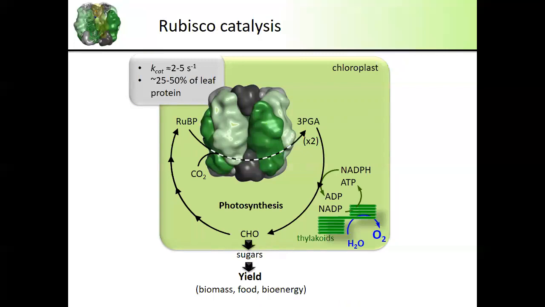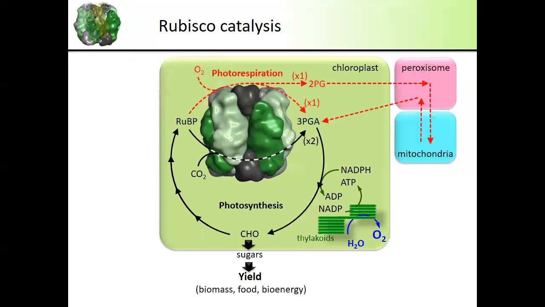So this process is often limited just by the rate at which Rubisco does this reaction. The reason for that is that Rubisco is actually a relatively slow enzyme. In plants, it only catalyzes around 2 to 5 cycles per second. And as a consequence, plants invest a lot of their resources into making enough of the enzyme to support adequate rates of photosynthesis. So that's why it's a big target.